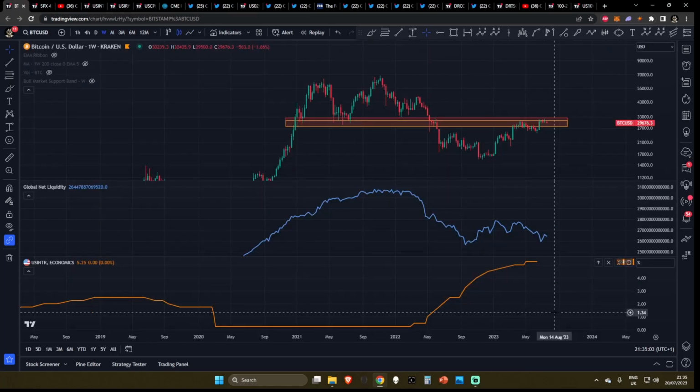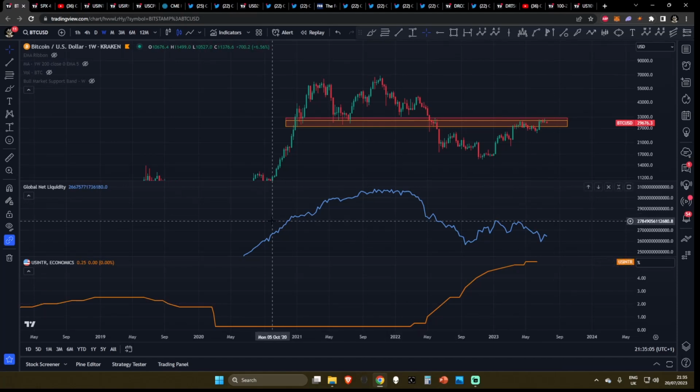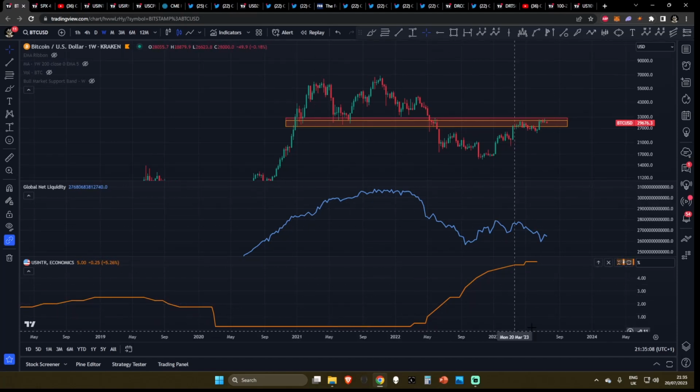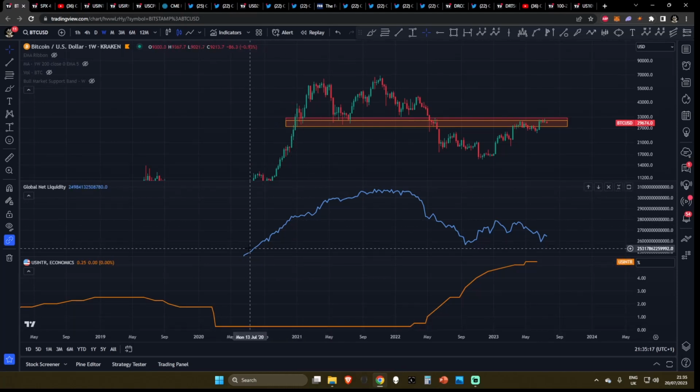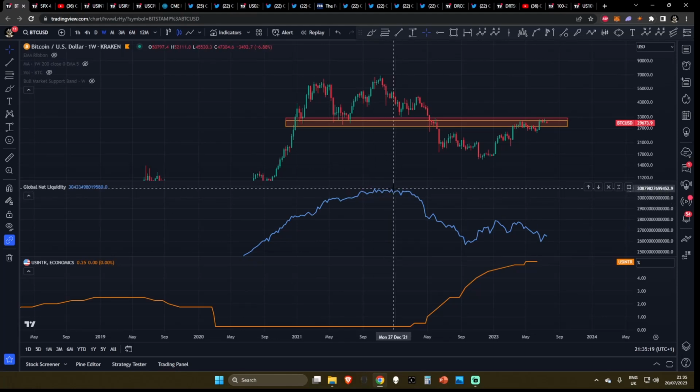And you can clearly see here with the inverse correlation between global net liquidity and the US interest rates that this will further cause a contraction in global net liquidity. You can see here where the interest rates are very low. This provides expansionary territory for the global net liquidity. Once they start to get hiked, this is very, very bearish for global net liquidity.